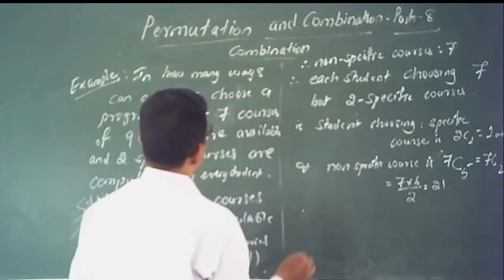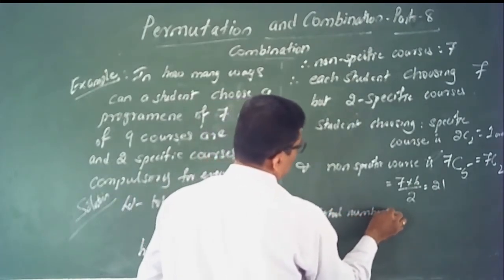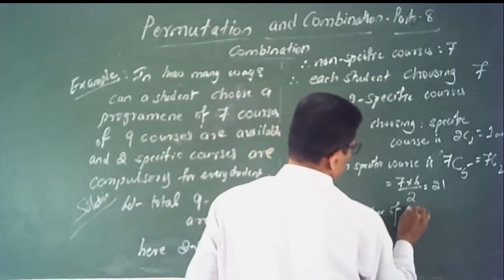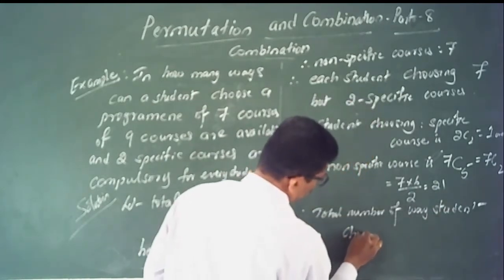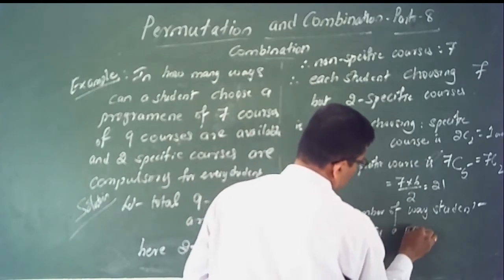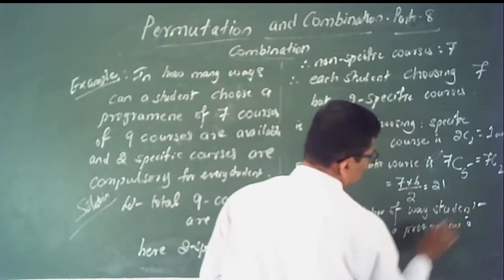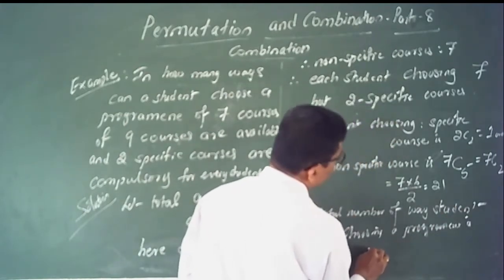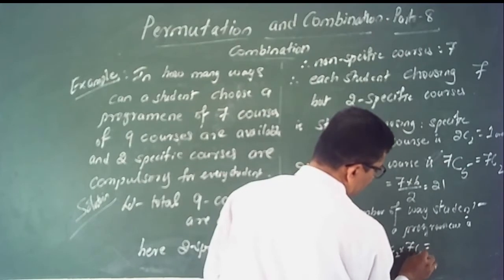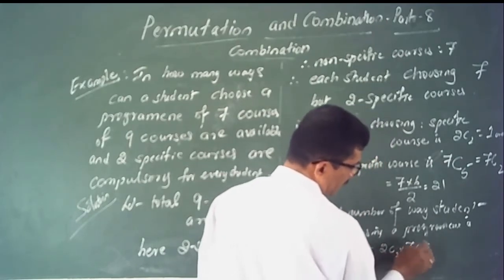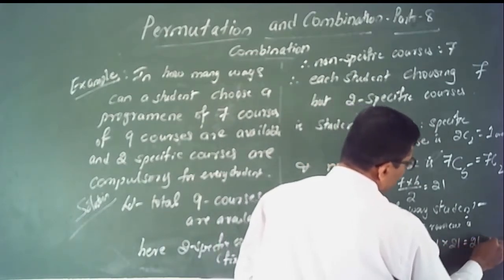Therefore, the total number of ways a student choosing a program is found using the fundamental theorem. Actually, you can write directly 2C2 into 7C5 or 7C2. Total is 9, its value is equal to 1 into 21, which means 21. You can say that 21 ways.